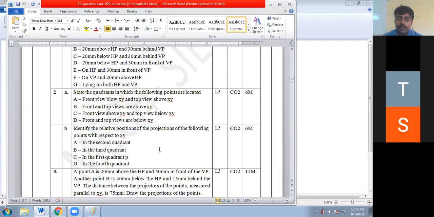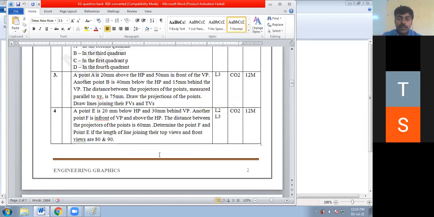See, in the first quadrant and fourth quadrant, in the same way you can go for representing it now. Now here, the third point, you please see, very simple. What they are saying: point A is 20 mm above HP, 50 in front of VP. Enough, we'll see the points.